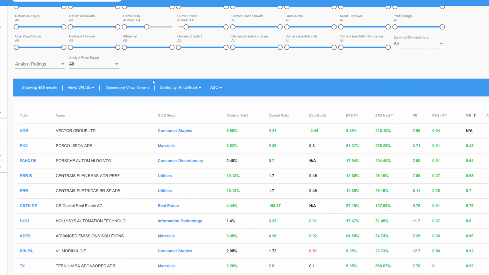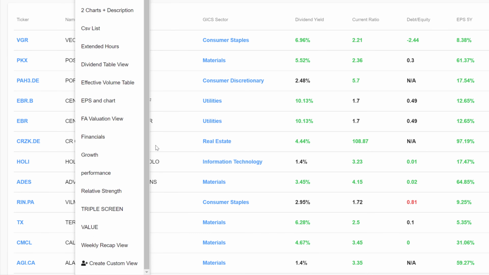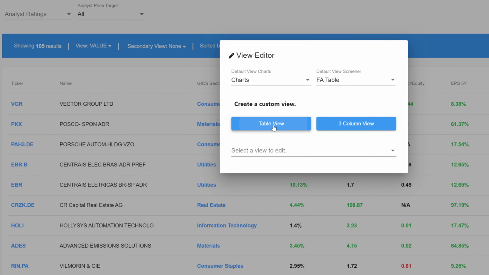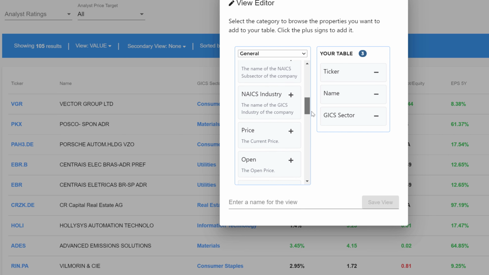In this blue bar next to View, click on the inverted triangle. Scroll down and select Create Custom View. In the next screen, click on Table View. From the General menu, you select Ticker, Name, Sector and finally Price.